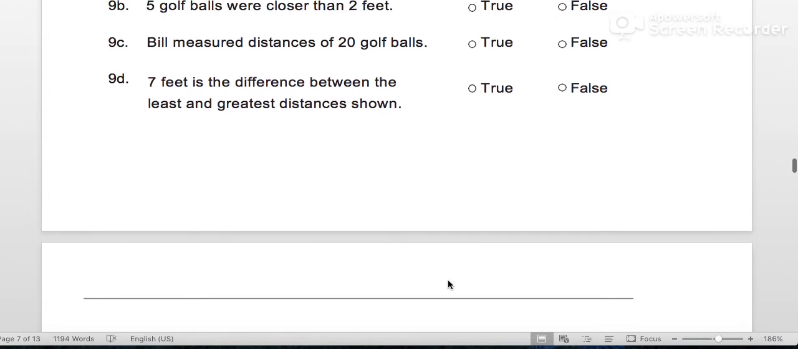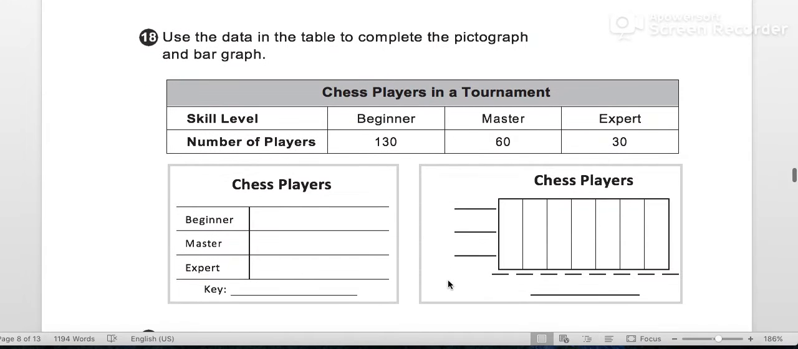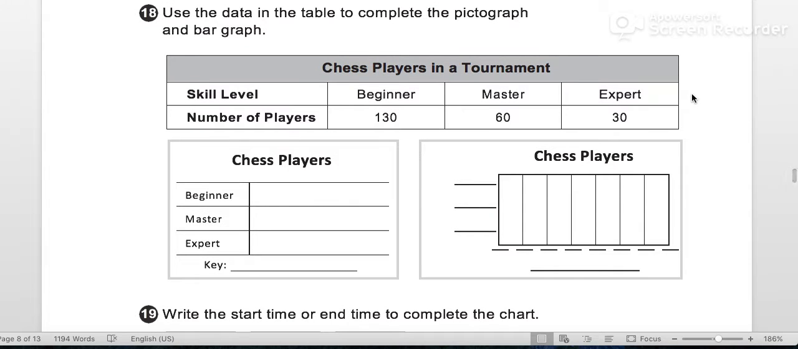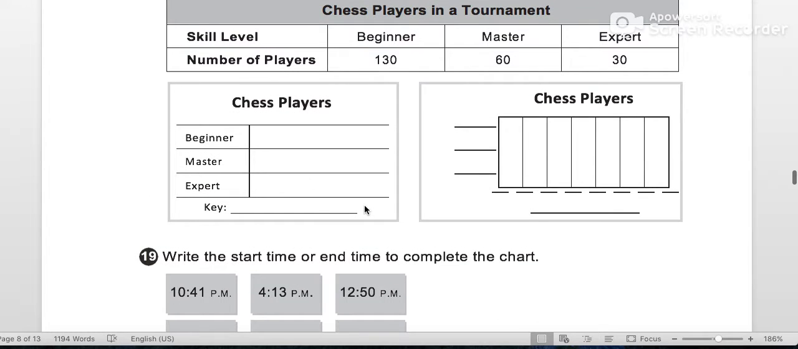Number 18, you're going to create your own pictographs and bar graphs now. So you are going to use this information in this chart below to make your own graphs. Some of the information here is already filled in for you. So beginner, master, and expert. It looks like you're going to be able to use those numbers. You need to create a key. So you're going to make a symbol, and then you're going to tell me what each symbol equals.